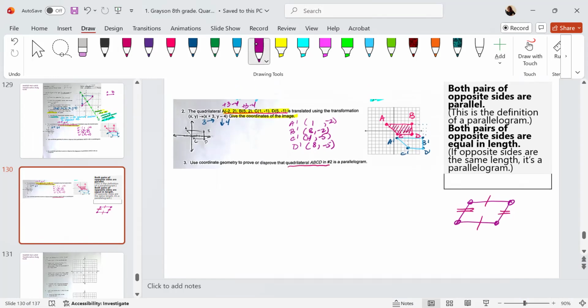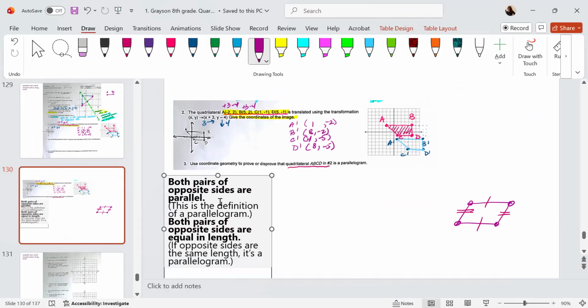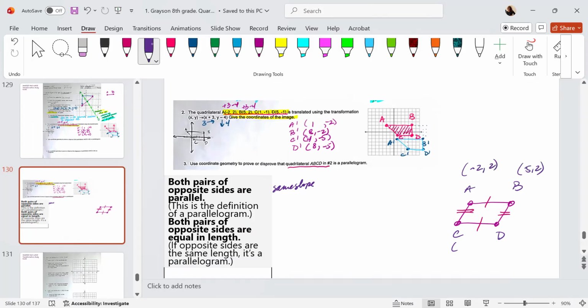So first thing, if we have to prove that opposite sides are parallel, which means they have the same slope, correct? So same slope. This is A, B, C, D. A is -2, 2. B is 5, 2. C is 1, -1. D is 5, -1. Opposite sides have to have the same slope.